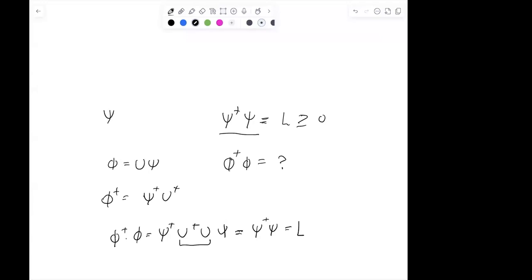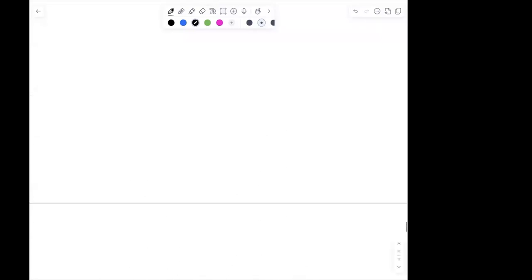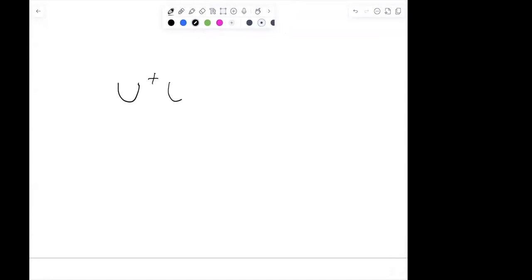But what happens if I take this function psi and multiply it by u? Oh, I forgot to mention, I think I missed that one here, sorry. A very important matrix is called a unitary matrix. It's a complex matrix, and a unitary matrix is the one that follows this rule.